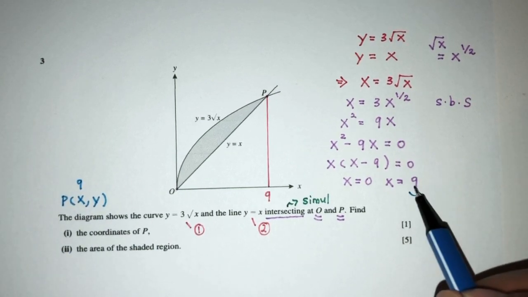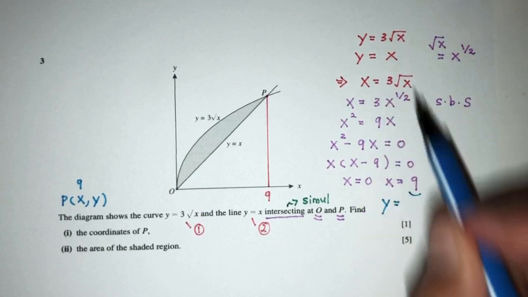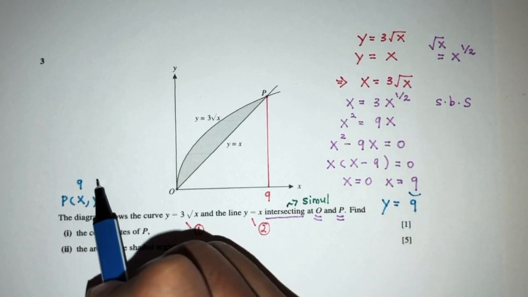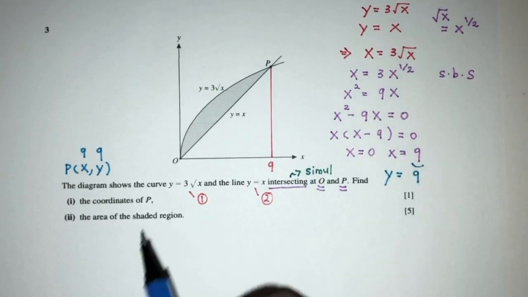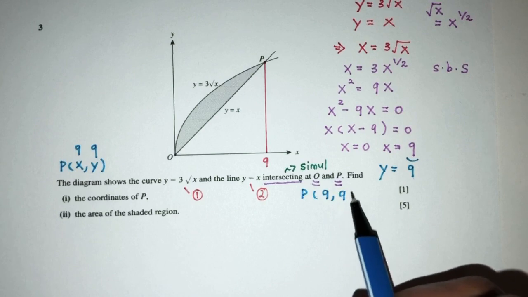To find the y, we just replace back in the main equation. So y is equal to x. That will be 9 as well. So point P has been found to be (9, 9). So this is my answer for part 1 of the question.